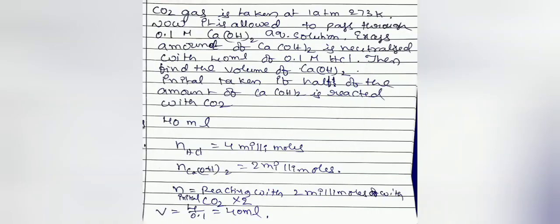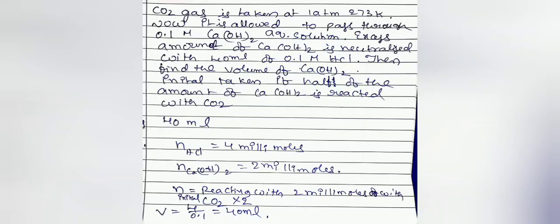Next one, CO2 gas is taken at 1 atmosphere, 273 Kelvin. If it is allowed to pass through the 0.1 molar Ca(OH)2 solution, excess amount of Ca(OH)2 is neutralized with the help of 40 ml of 0.1 molar HCl. They are asking us to find the volume of Ca(OH)2 taken initially if half of the amount of Ca(OH)2 is consumed.